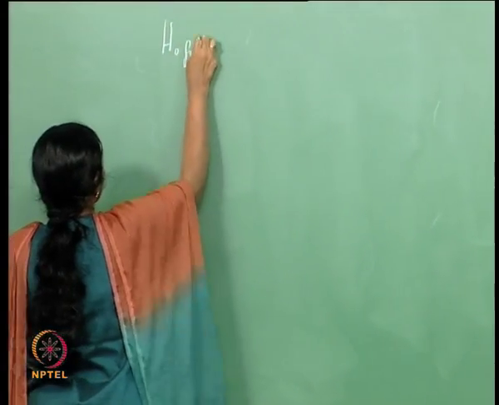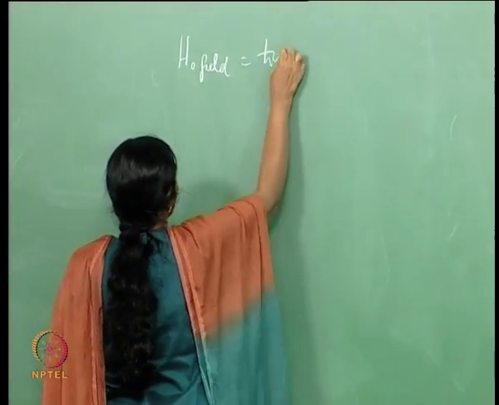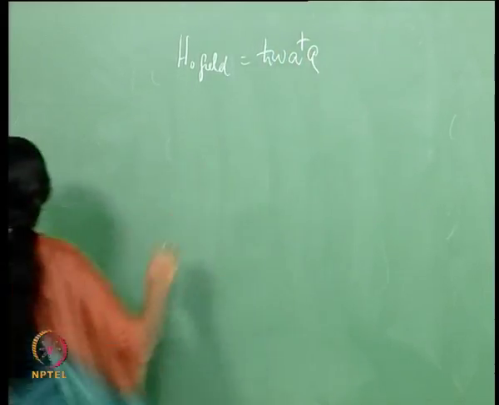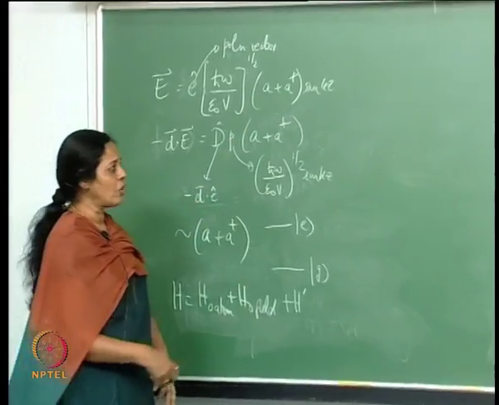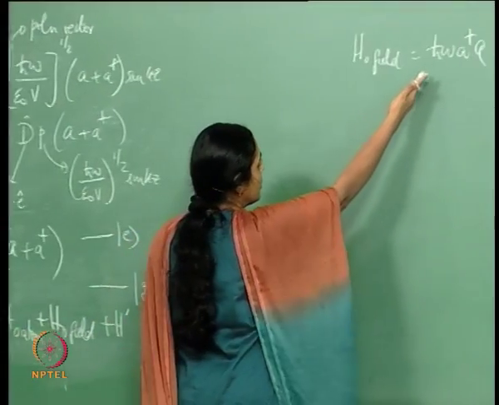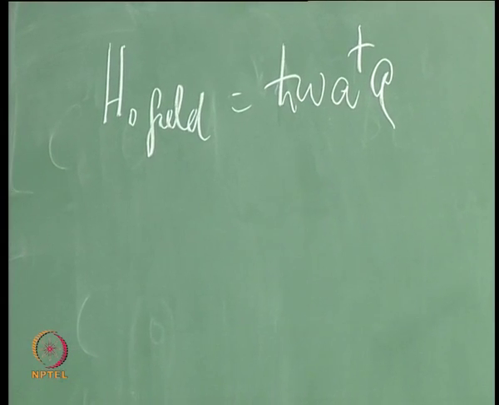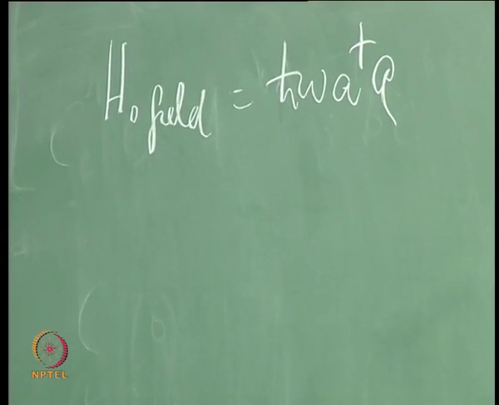H naught field is simply H cross omega A dagger A. That is what you will have if the photon creation operator is A dagger, the destruction operator is A, and the frequency is omega. This is H naught field. Now, what about the atom?